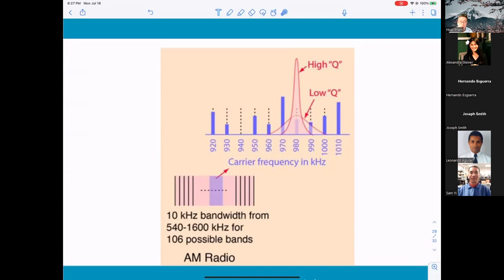How do you get 106 bands? That is basically defined for AM radio. On your car, you have a radio. If you tune it to AM, they just give you from 540 up to 1600. Like you can tune to 768 or whatever. Basically they divide it into bands and you get 106 possible bands. Same thing with FM. You can get an FM frequency when you tune your radio, from 90 or 105.